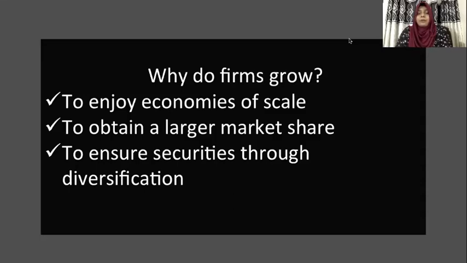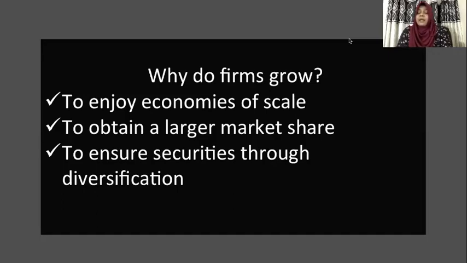One of the important reasons is to enjoy economies of scale. You need to understand what economies of scale is. Economies of scale is, in general, the advantage that a large firm will get when they produce goods at lower average cost. So generally, all large firms will be able to produce more output of goods and services at lower average cost, because the more they increase the output, the lower the cost increases for them.